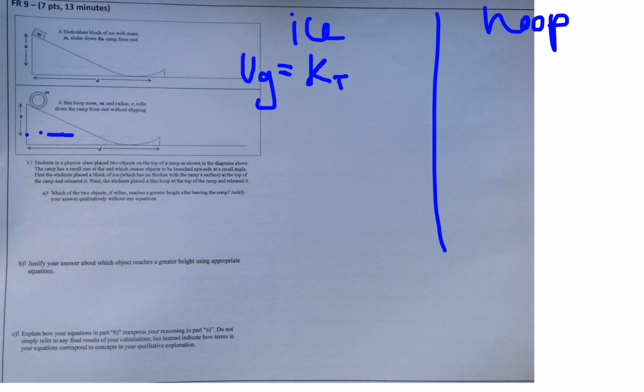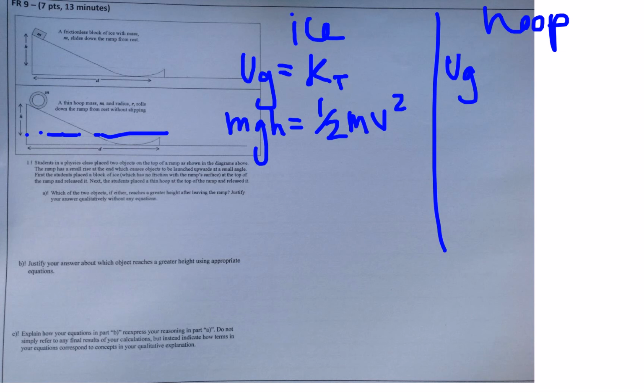Notice I can say that because my height ends there. So if I want to do mgh, that's my mgh, which makes it a lot nicer to look at. Then for the hoop, it's again really similar because they have the exact same drop, but we have translational kinetic energy and we have rotational.